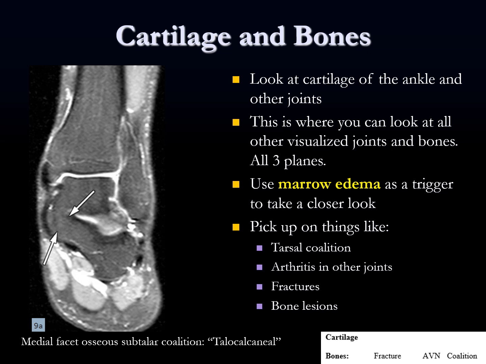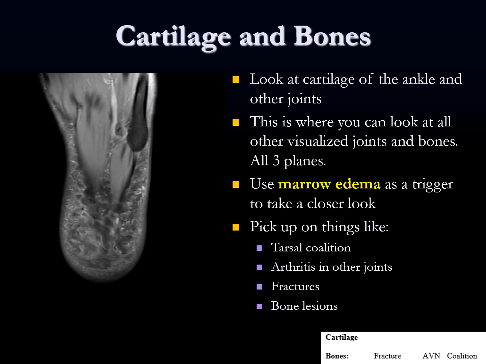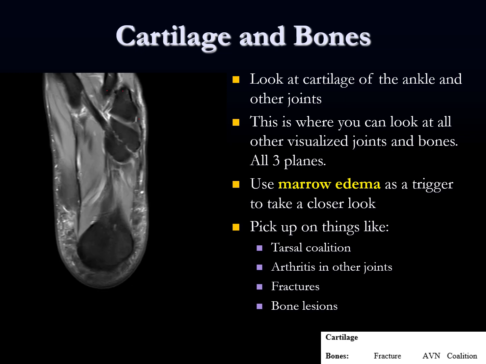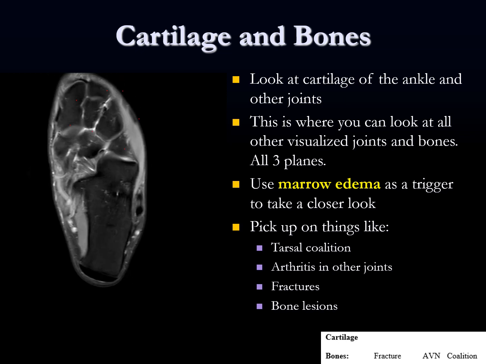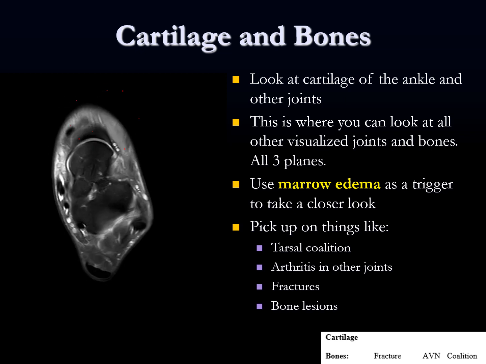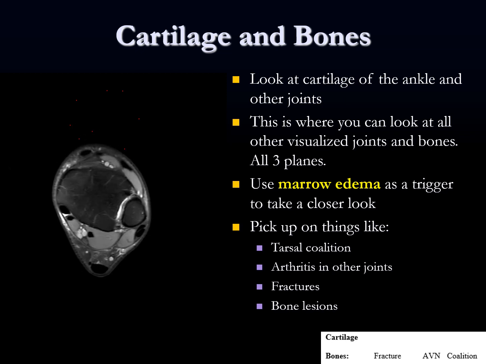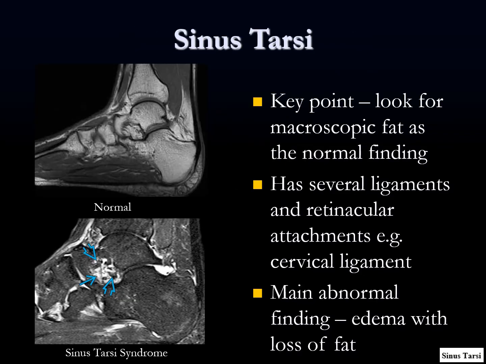Here's an example on the left of talocalcaneal coalition, also kind of a separate topic, but this is solid osseous coalition of the talocalcaneal joint, which is one of the two most common types of tarsal coalition in the foot. And I think a main workhorse sequence for this is the coronals, and I'm just looking at all these tarsal bases, cuneiforms, cuboid. Just look at everything to make sure you find everything there is to find. And you can do that in all three planes.